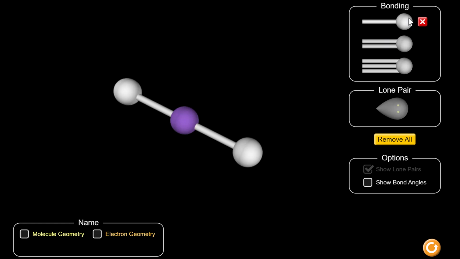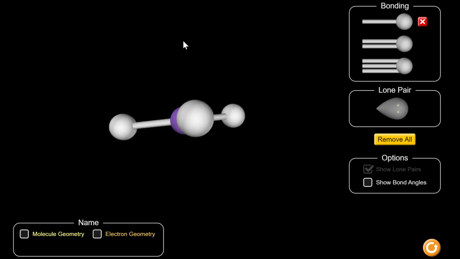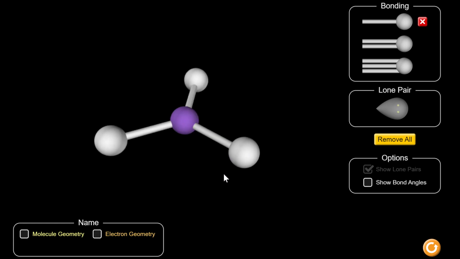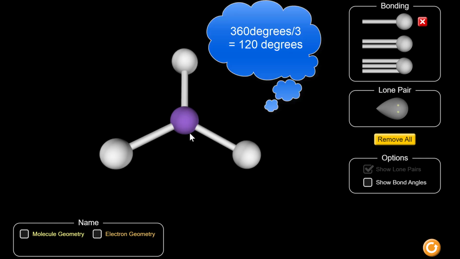If I add another bond domain, we wind up getting 3 domains. You'll notice that this is completely flat. It is a planar molecule. What kind of planar molecule is it? Trigonal, because there's 3 angles here.